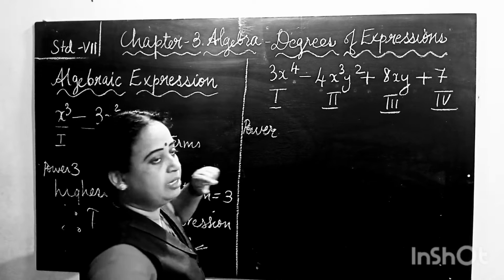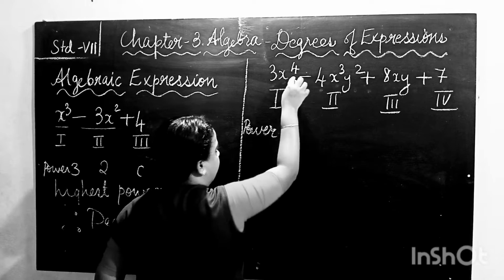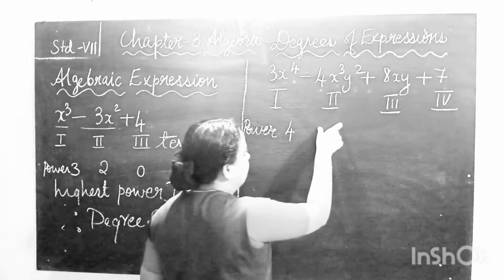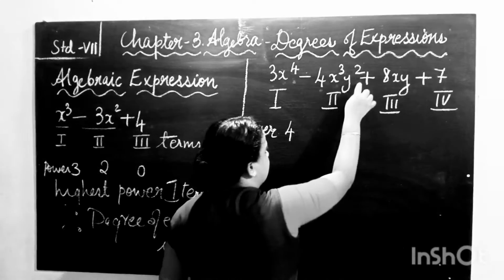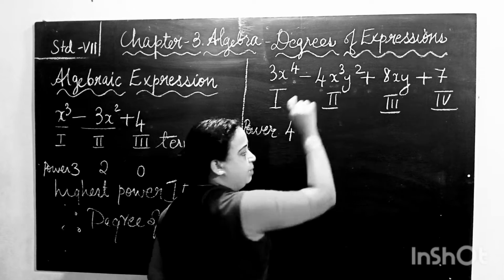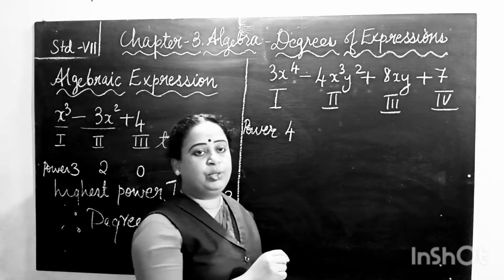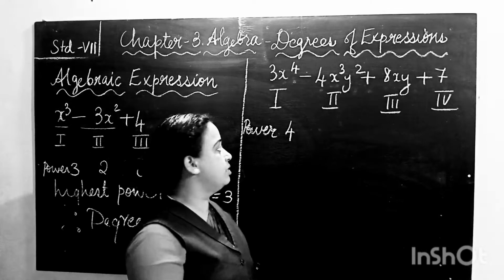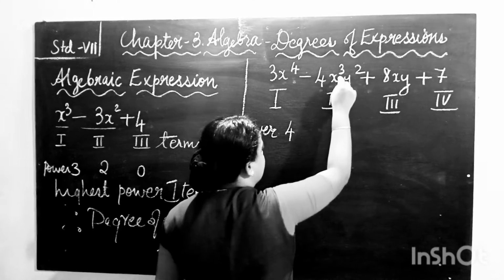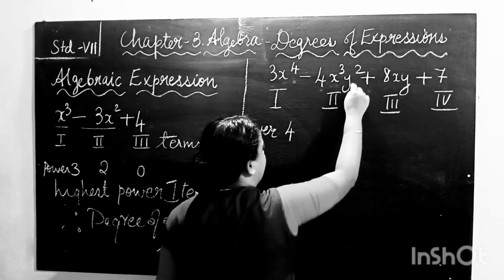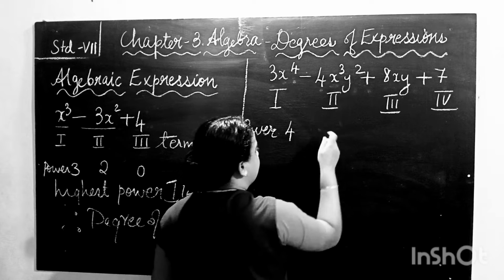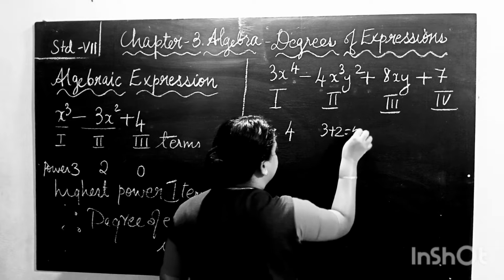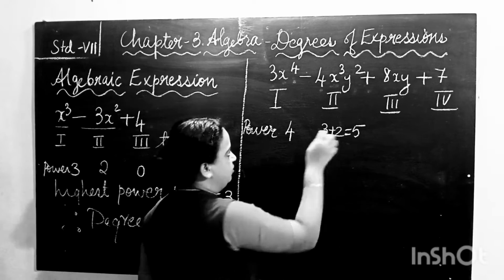In the first term, the power of the x variable is 4. In the second term, there are 2 variables, the x variable and the y variable. In that case, we will add the powers of both variables. Here the x variable power is 3 and the y variable power is 2, so you just add both powers: 3 plus 2 is 5. So here the power is 5.